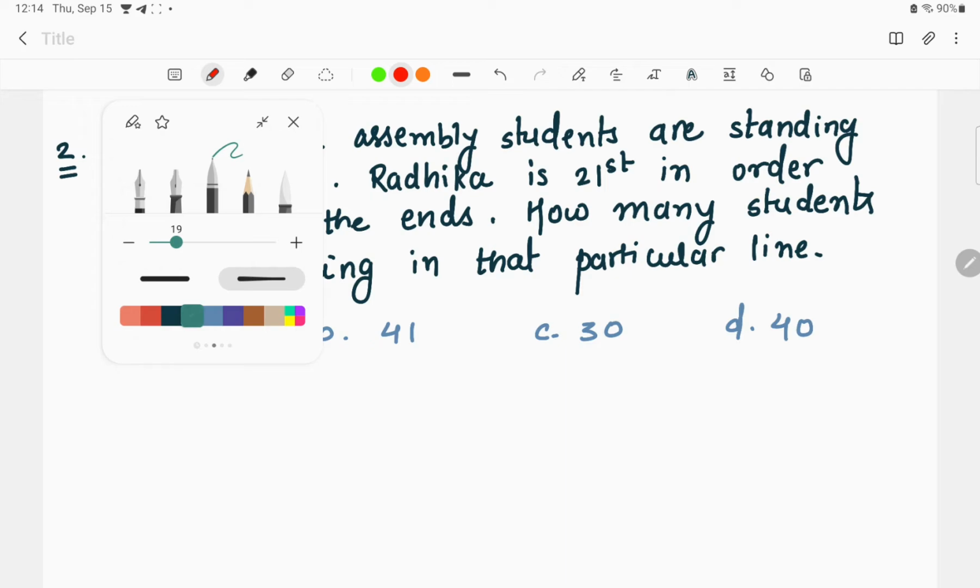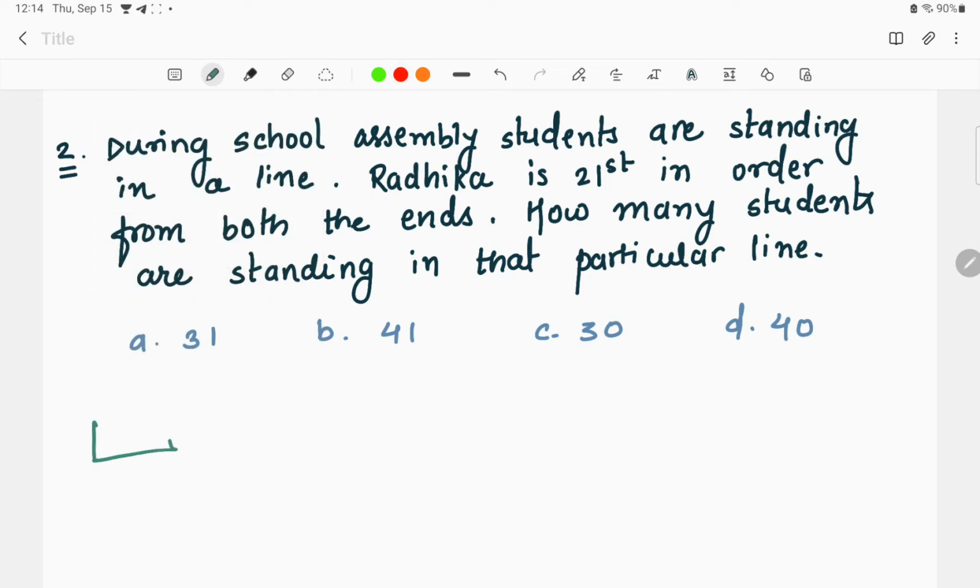During school assembly, students are standing in a line. Radhika is 21st in order from both the ends. How many students are standing in one particular line? Now the question is given that there is a particular line. In one particular line students are standing and Radhika is 21st in order from both the ends.